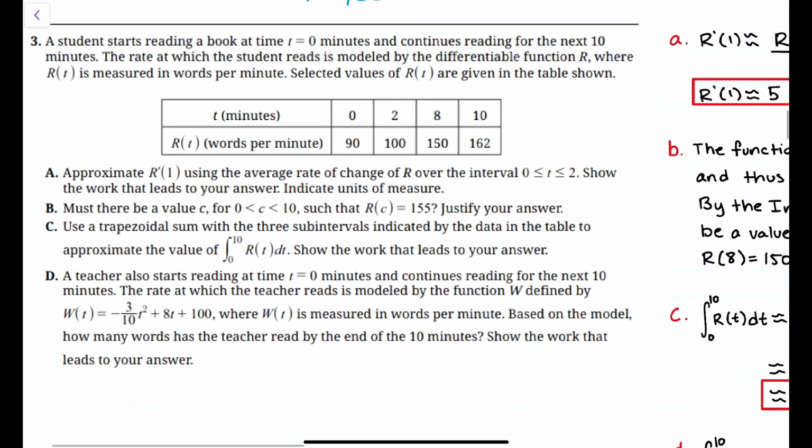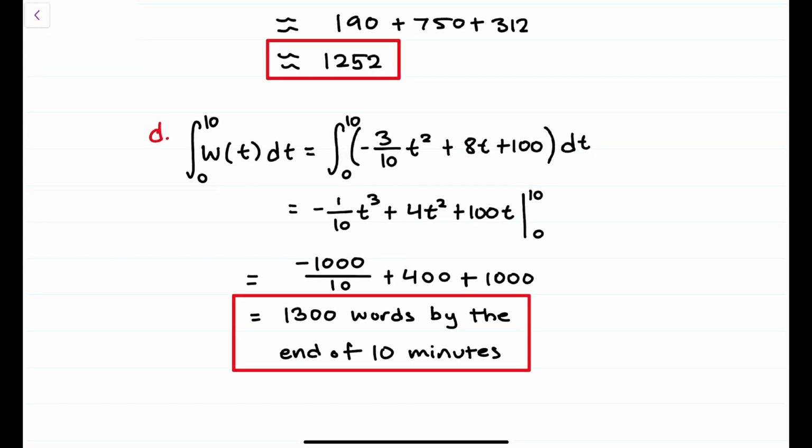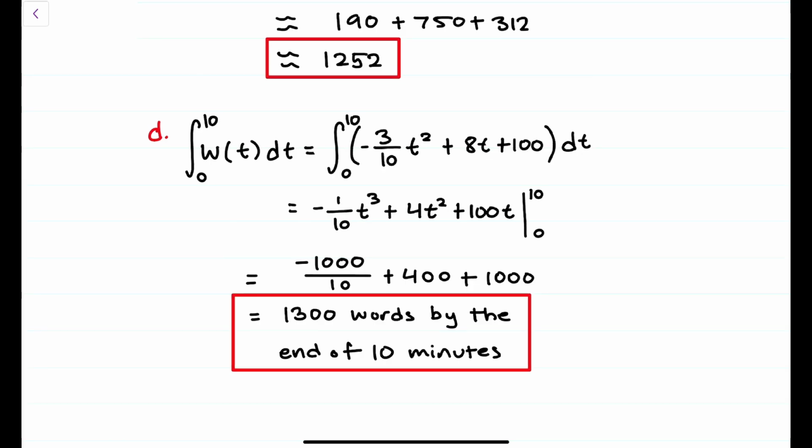For part D, we're given a new function, w of t, and we want to find how many words the teacher has read by the end of the 10 minutes. So we just integrate from 0 to 10 of w of t. And it's just power rule, and you plug in your limits of integration, and then you get that it's equal to 1,300 words that have been read by the teacher after 10 minutes.